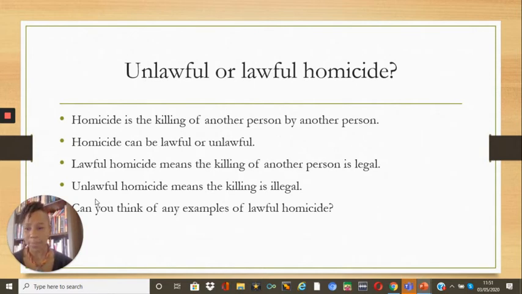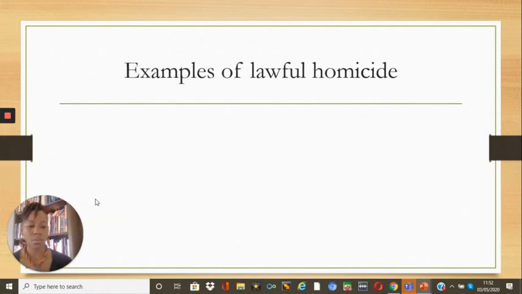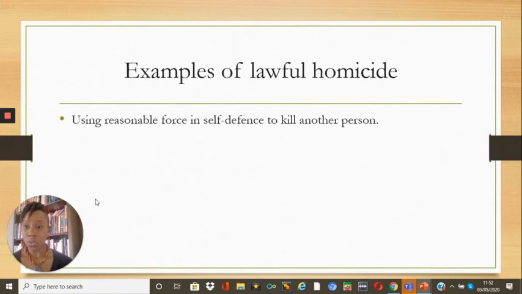Now, I want you to think of, I already gave you some, you already know that murder is an example of an unlawful homicide. But I do want us to switch our brains to lawful homicides. Can anyone think of examples of lawful homicide? Like, when is it okay to kill another living being? When would you get away with it by law?